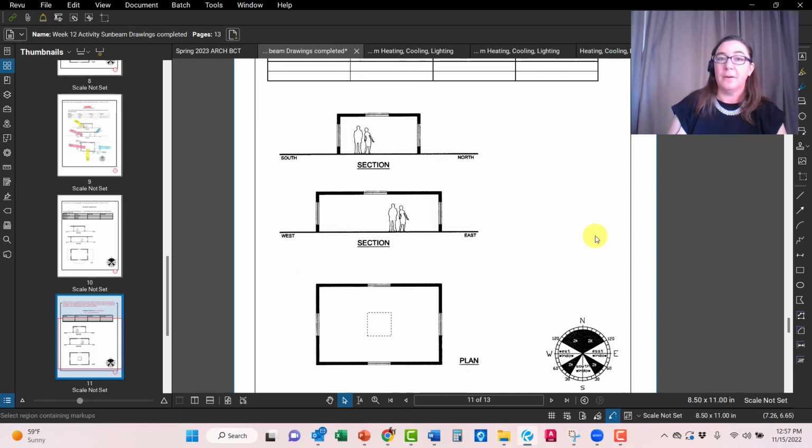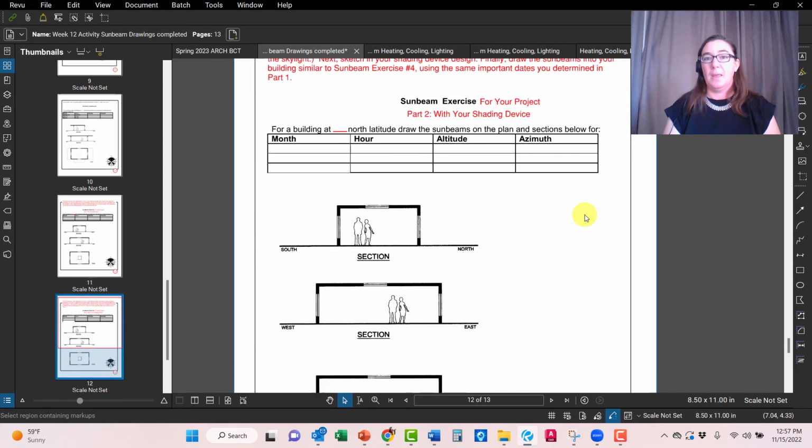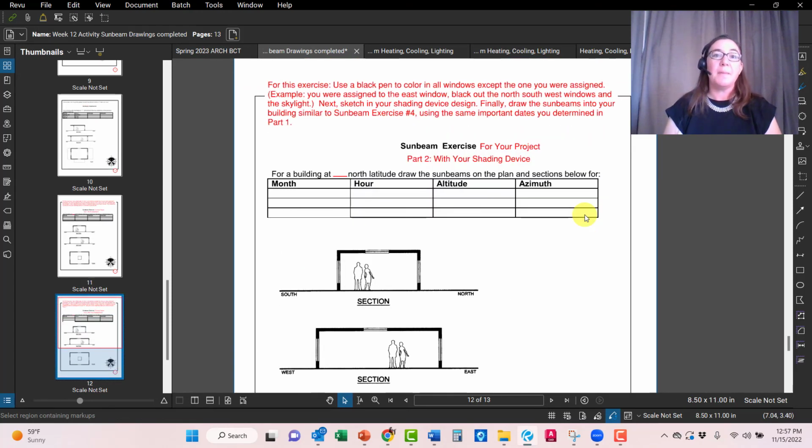Once you've done that, remember that that was with no shading device. We're going to slide down here and complete the same exercise, only this time your shading device is in the way, and hopefully we'll see a big difference. So use the same dates and times, same altitude and azimuth. Also, use the black pen and color out all the windows except for the one that you were assigned, and you're going to sketch in your shading device design.